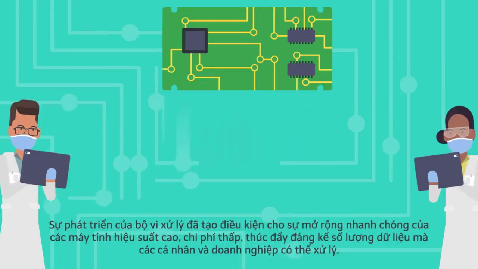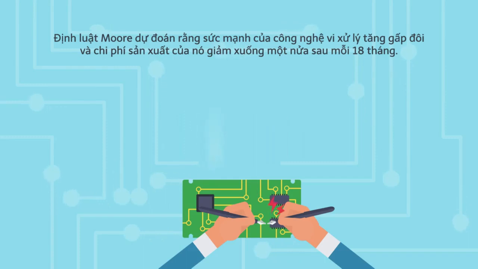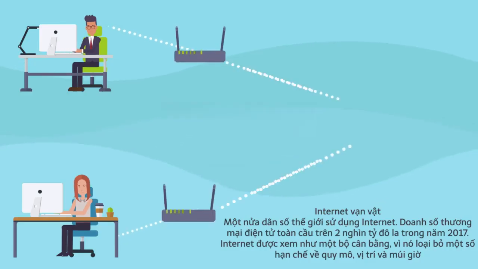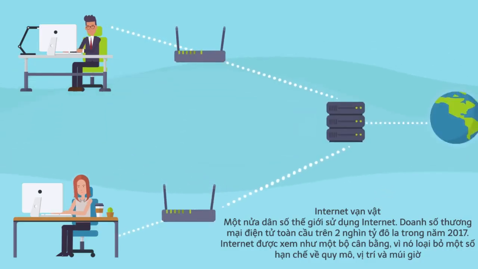Role of technological change. Communications. The development of the microprocessor facilitated the rapid expansion of high-performance, low-cost computers, significantly boosting the quantity of data that individuals and businesses can process. Moore's law predicts that the power of microprocessor technology doubles and its cost of production falls in half every 18 months. Internet of Things. Half the world population uses the internet.